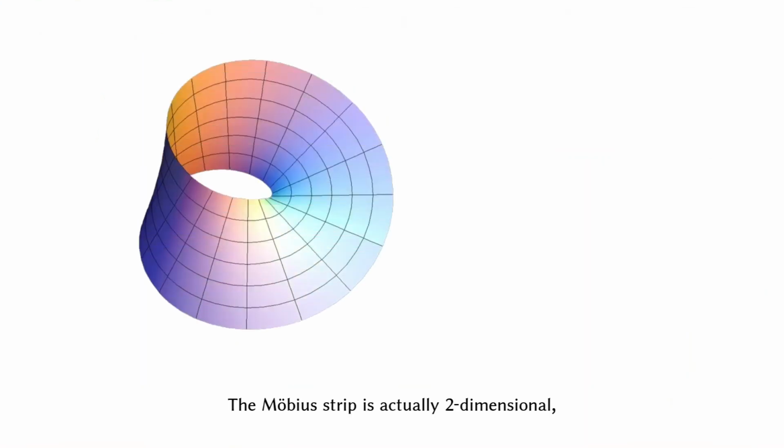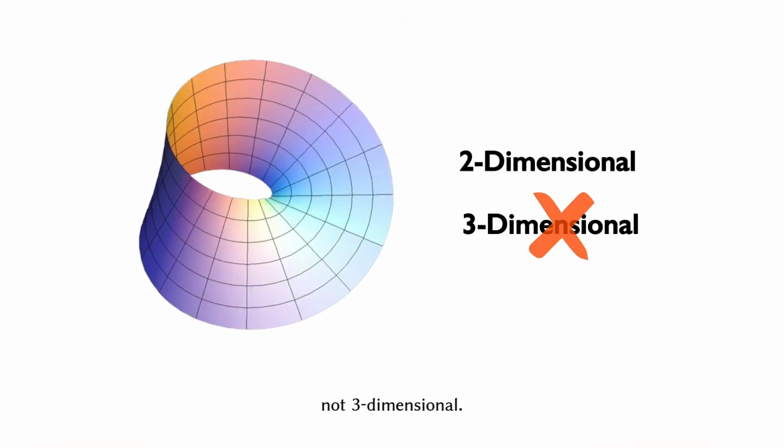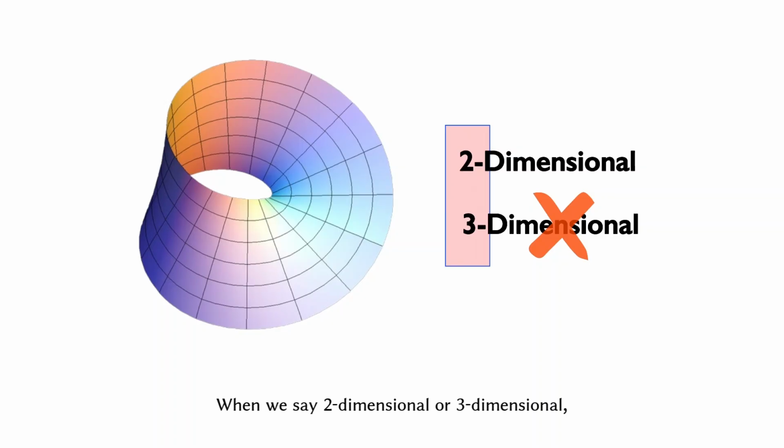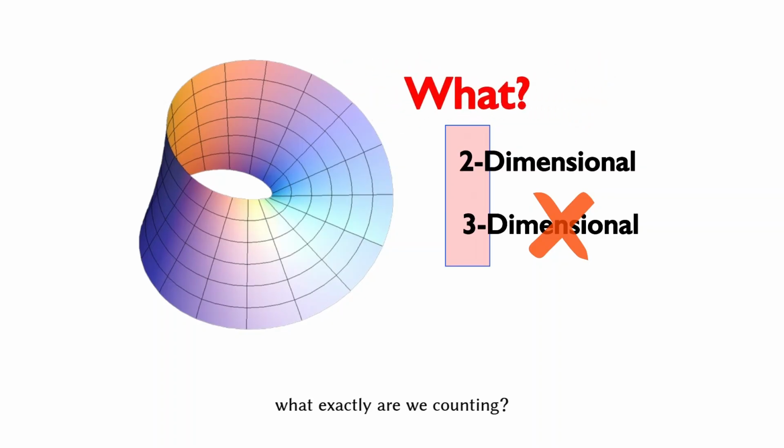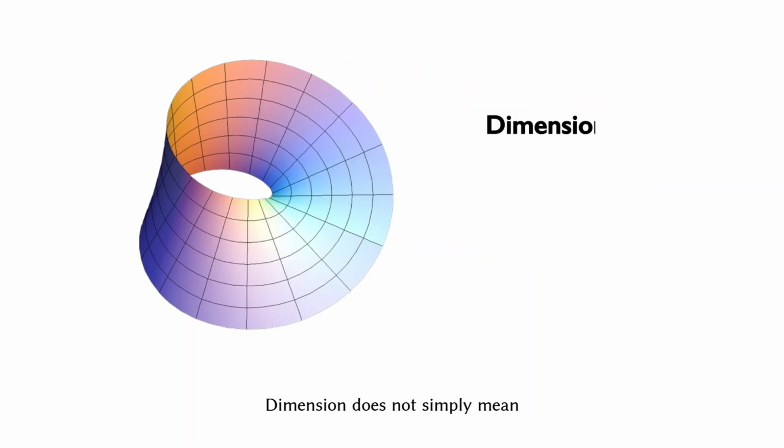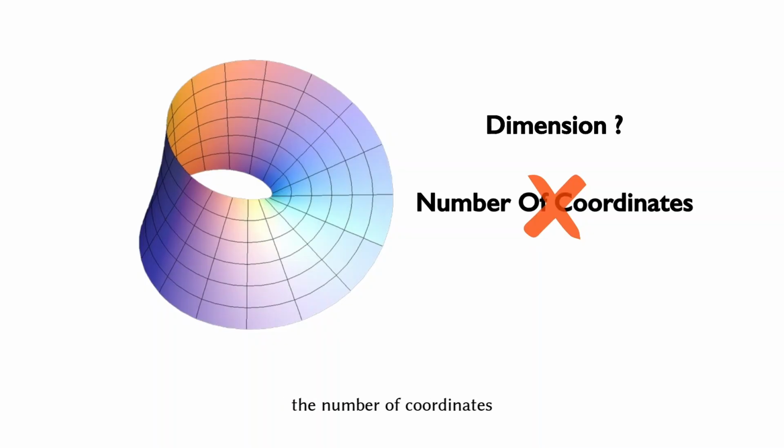The Mobius strip is actually two-dimensional, not three-dimensional. When you say two-dimensional or three-dimensional, what exactly are we counting? Dimension does not simply mean the number of coordinates we use to locate a point on a shape.